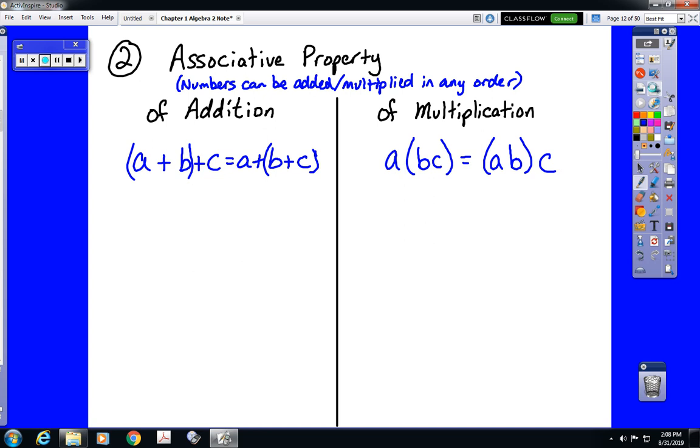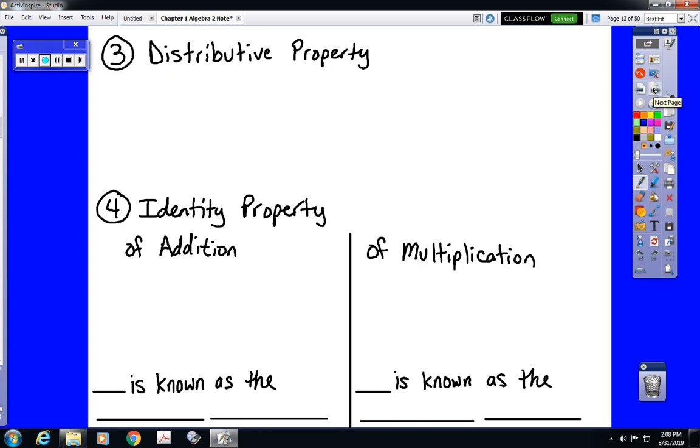Our next property is one that we use a lot in Algebra 1. It's called the distributive property. It says that if we have a value times a sum, A times B plus C, we can rewrite that as the sum of the products of A times B plus A times C. We've all done it 1,000 times. We can distribute that A to multiply the B and the C.